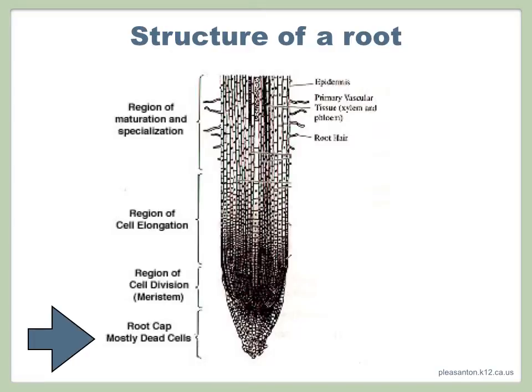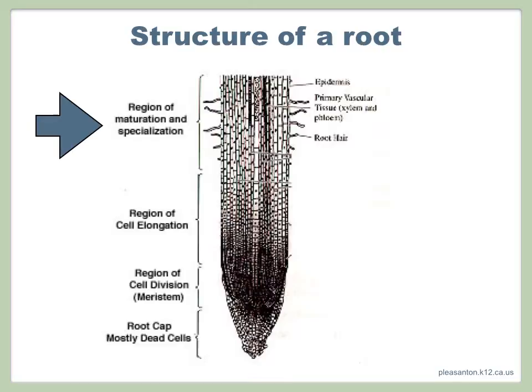Looking at the structure of a root, if you look at a root under a microscope, you'll notice the root tip is covered in a hard, protective, non-permeable cap. So this is called the root cap, and it's mostly dead cells. Then just behind this is the meristematic tissue. This is where cell division takes place. Then you can see the region of cell elongation. And finally, the region of maturation and specialization.